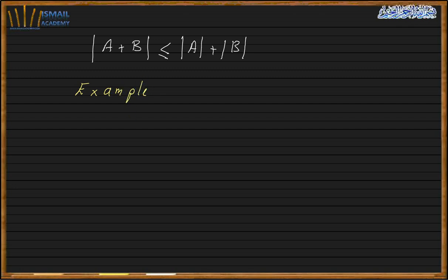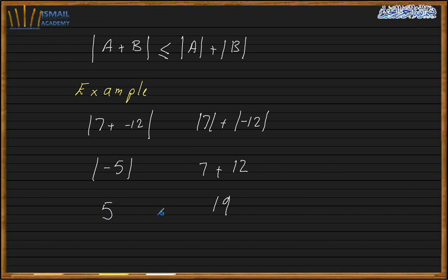Example. If I do the absolute value of 7 plus minus 12, and I do the absolute value of 7 plus the absolute value of minus 12. So what is 7 plus minus 12? It is minus 5, so I take the absolute value, 5. What is the absolute value of 7? It is 7. What is the absolute value of minus 12? It is 12. So this is 19, and this one is 5. You see, 19 is greater than 5.